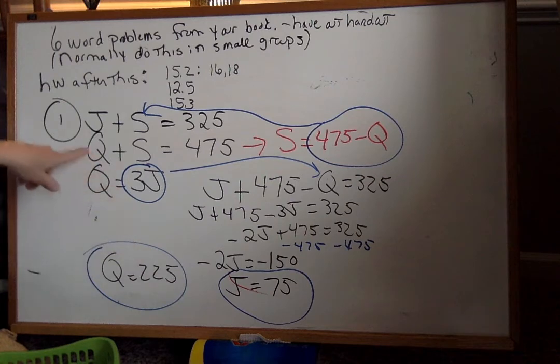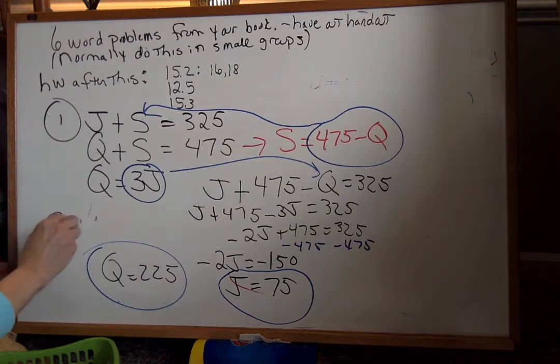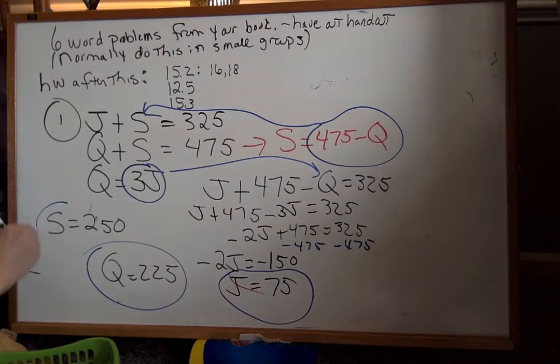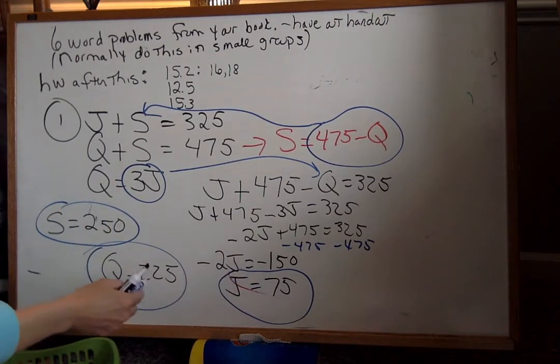So you could put the Q in here to solve for S. So S turns out to be 250. So again, lots of ways to solve this as long as you get 75, 225, and 250.